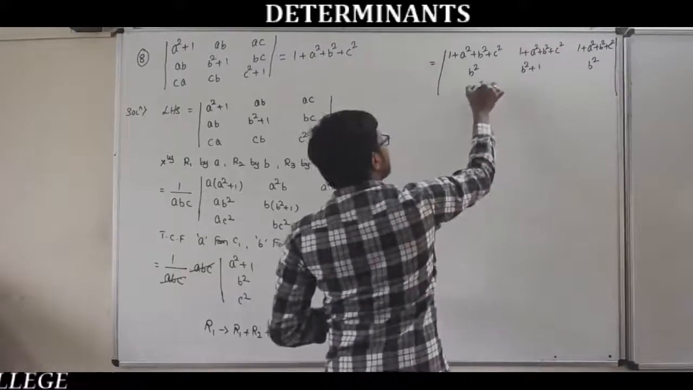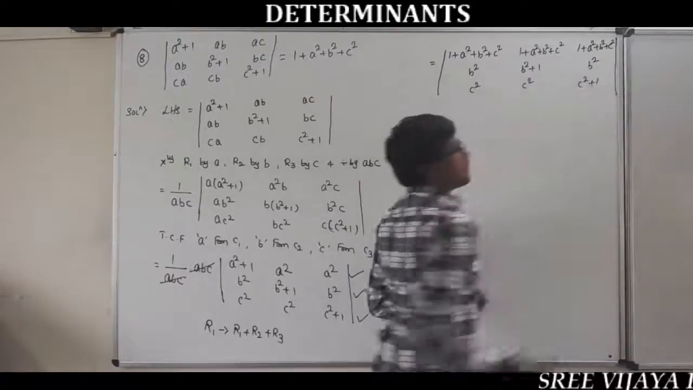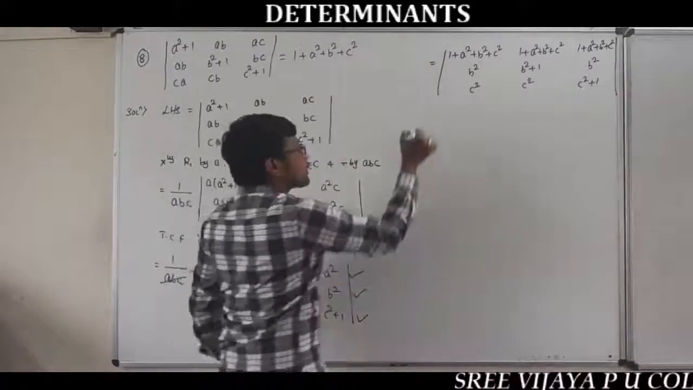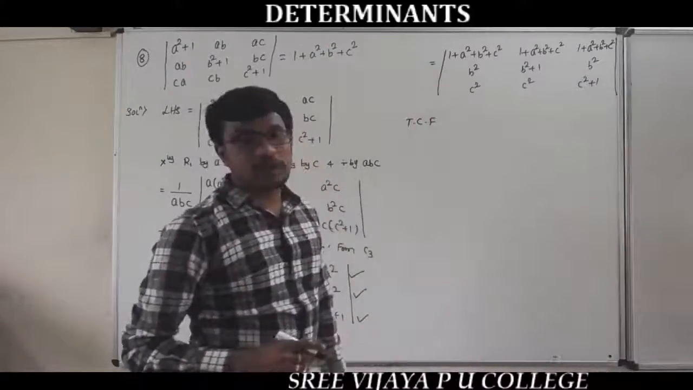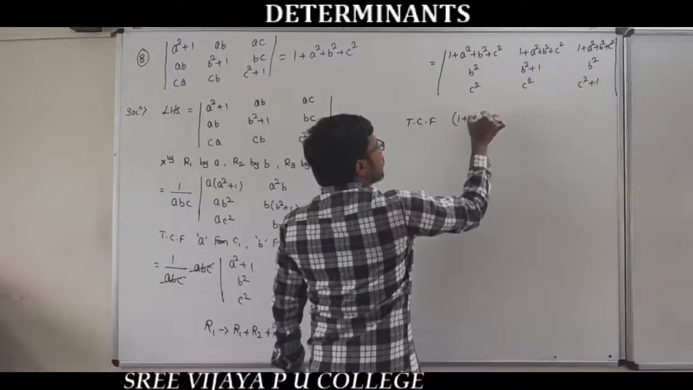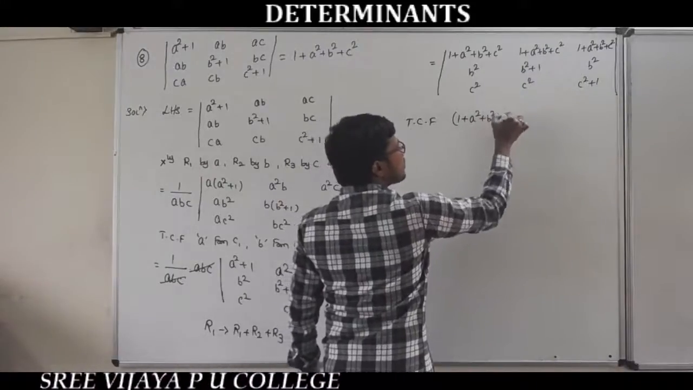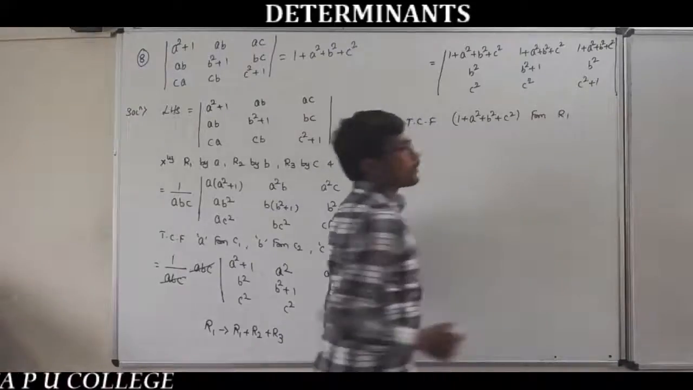Next, C square plus 1. Same once again. Taking common factor, you get that entire R1 as 1 plus A square plus B square plus C square as a common. Taking common factor 1 plus A square plus B square plus C square from which row? From the row 1.